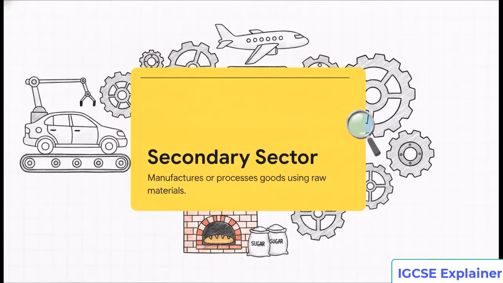Then, those raw materials get handed off to the secondary sector for transformation. This is where the physical creation actually happens. The secondary sector takes those raw materials from the primary sector and manufactures or processes them into actual goods. And this ranges from the massive scale like car manufacturing and aircraft assembly, right down to your local bakery turning raw flour and sugar into a loaf of bread.